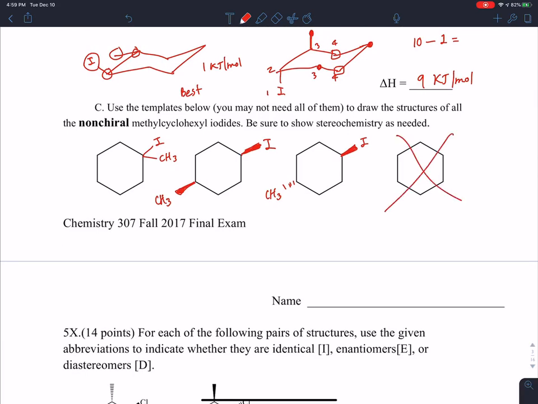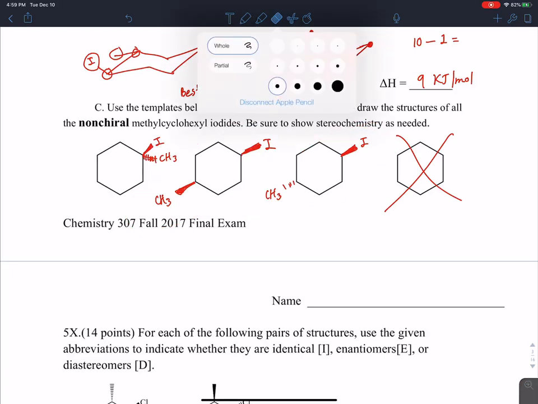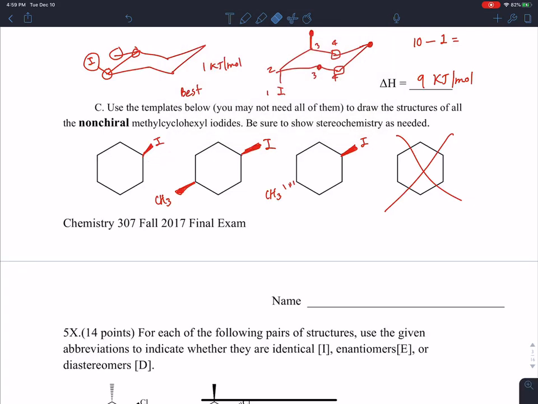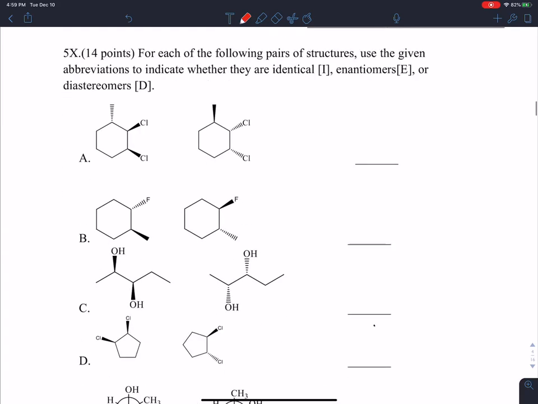There is none here. The reason why I didn't make wedged and dashed here is because they're the same thing. Here, this is all cis, this is a trans. But here, you would have to make them opposite to each other. You can show it like this, but that's the same thing as if I showed the dashed one as wedged and the wedged one as dashed. So same old thing. Okay, moving on to the next question.